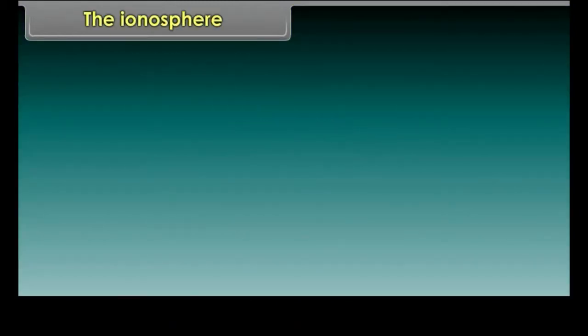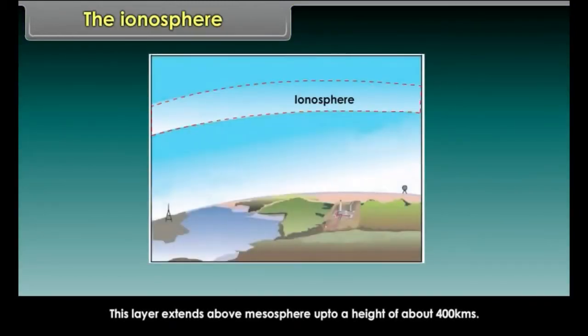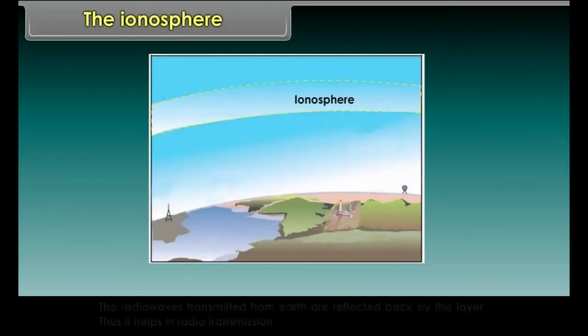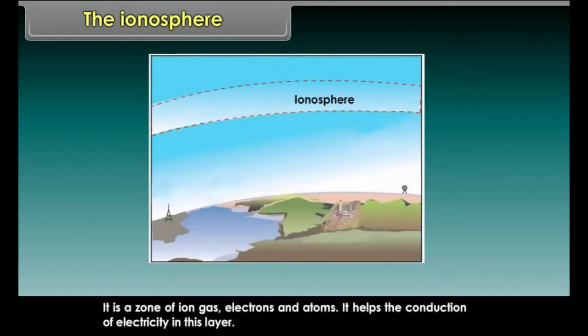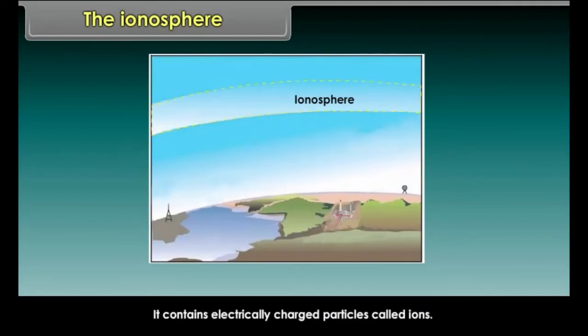The Ionosphere. This layer extends above Mesosphere up to a height of about 400 kilometers. The radio waves transmitted from Earth are reflected back by this layer. Thus, it helps in radio transmission. It is a zone of ion gas, electrons and atoms. It helps the conduction of electricity in this layer. It contains electrically charged particles called ions.